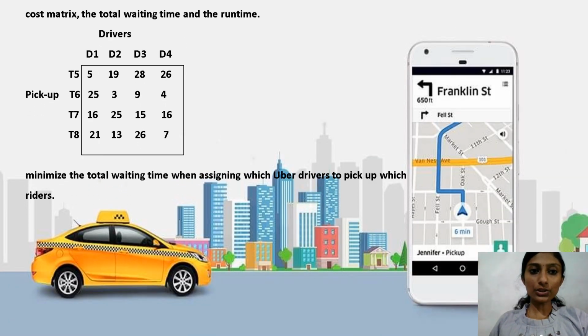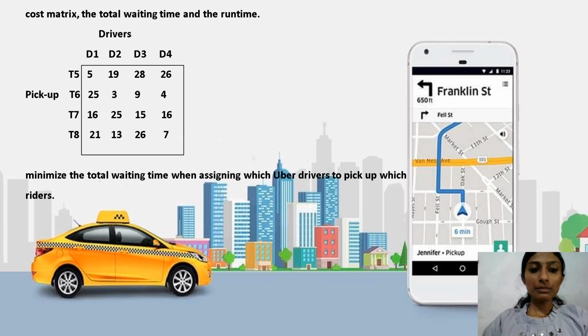Cost matrix, the total waiting time and the run time. Here we have a cost matrix that includes the information of waiting time, the drivers and the pickups. The drivers are D1, D2, D3, D4 and the pickups are T5, T6, T7, T8. They are riders. The pickups are riders and the drivers are D1, D2, D3, D4, and their waiting time is also given.